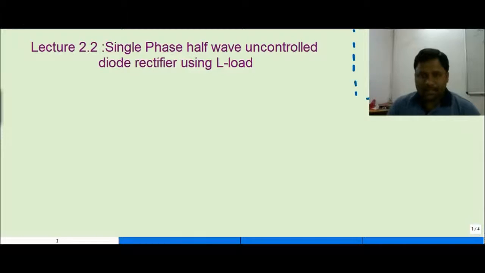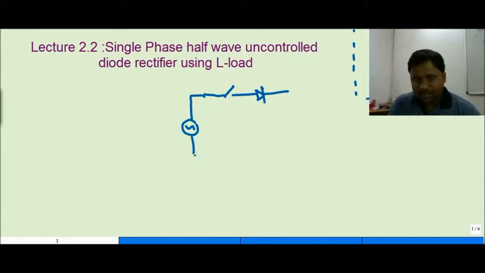So here we are basically making a circuit. Let us suppose this is the switch S. This is the diode which we have to control by this supply. This is the supply, and a pure inductor is connected across this side. This is plus, this is minus, and this is the switch.